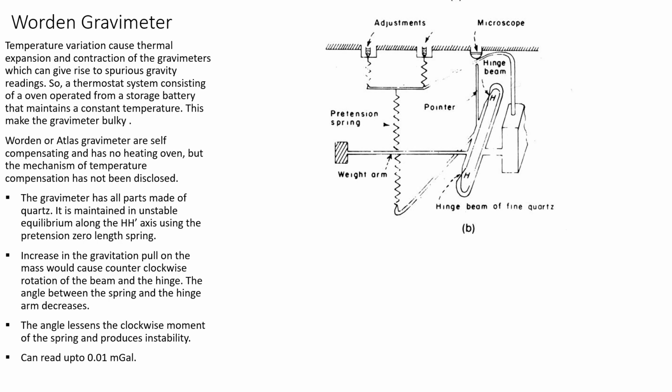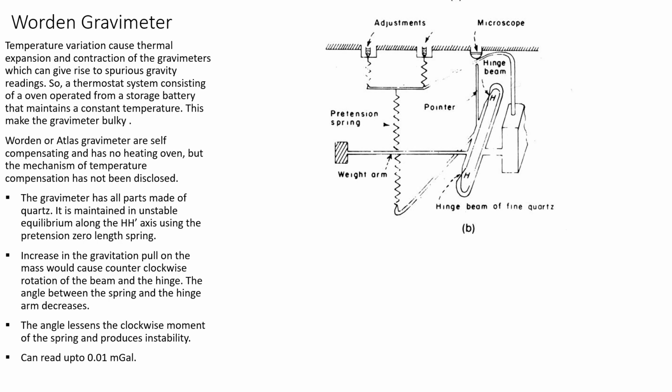So when there is an increase in gravity, there is a gravitational pull on the mass, and it would cause counterclockwise rotation of the beam. When the beam moves in the counterclockwise direction, the hinge beam with the pointer also moves in the counterclockwise direction, and the angle between the hinge beam and the pre-tension spring decreases. We know the spring would also tend to bring the whole system back to its equilibrium position through the restoring force. This restoring force will be acting in the opposite direction.